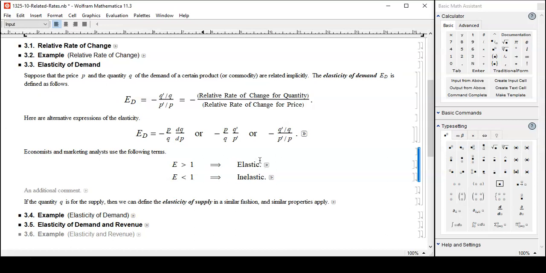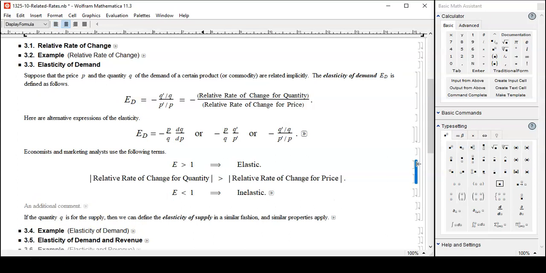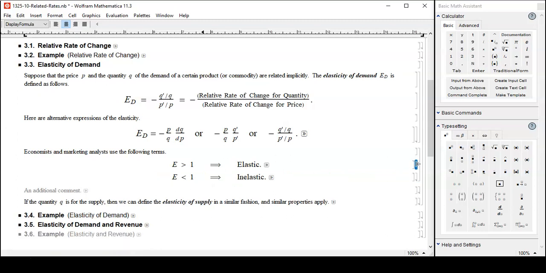To be elastic, this whole quantity has to be greater than 1, which means the numerator has to be bigger. So the relative rate of change for the quantity of demand should be greater than the relative rate of change for price. When do you have this kind of situation? That is, price changes a little bit, but the quantity of demand changes a lot more, or just a little bit more, so that this quantity is greater than 1. A lot greater than 1, then even more elastic. Can you think of that kind of example?